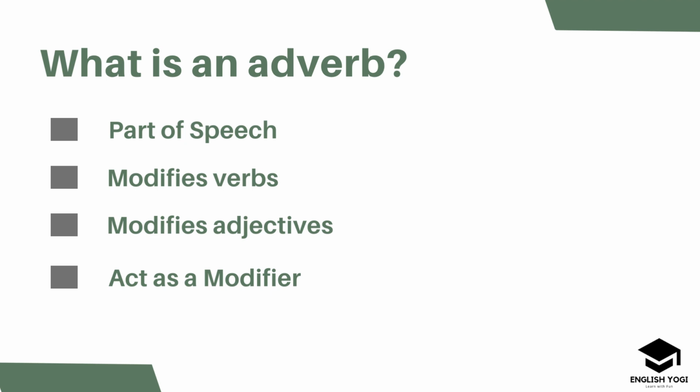Similarly, that particular adverb in the sentence modifies adjective. It gives extra information about the adjective in the sentences. So in a simple language, what we can see here is that adverbs act as modifiers. It means they modify the meanings of verbs and adjectives.